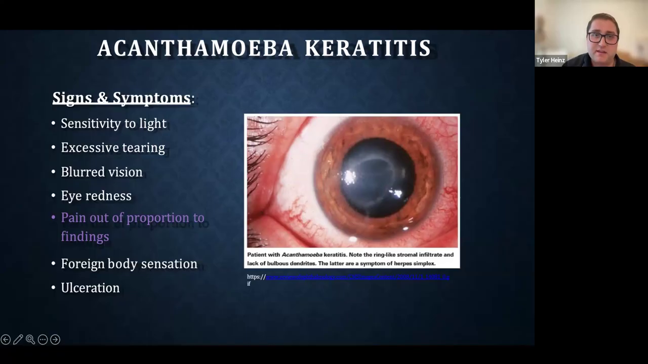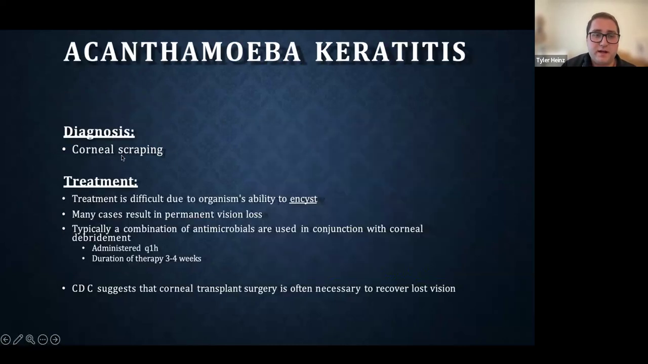Now, the big thing with acanthamoeba, one of your buzzwords that you guys need to listen to right now, if you're not listening, listen now, is going to be your ring-like ulcerations and your stromal deposits. Those are the big things that they talk about with acanthamoeba keratitis. Your ring-like ulcerations and your stromal deposits. Diagnosis, we can always, of course, do a corneal scraping.